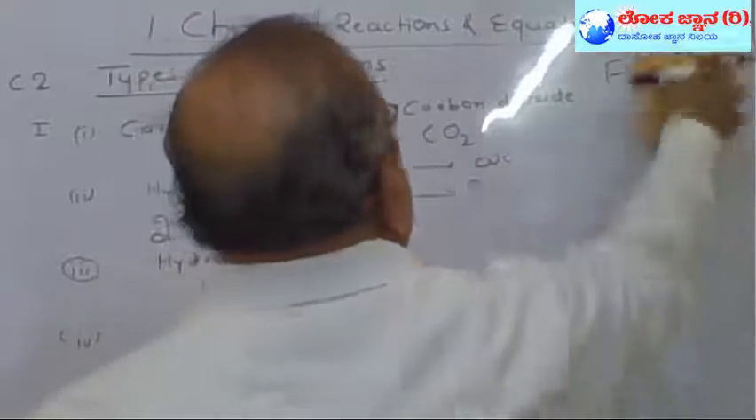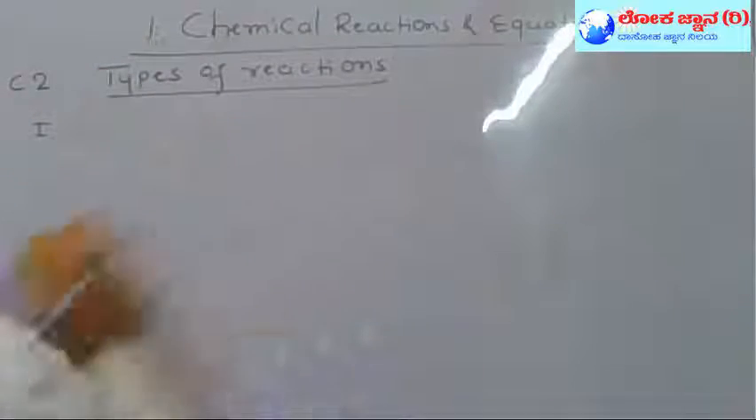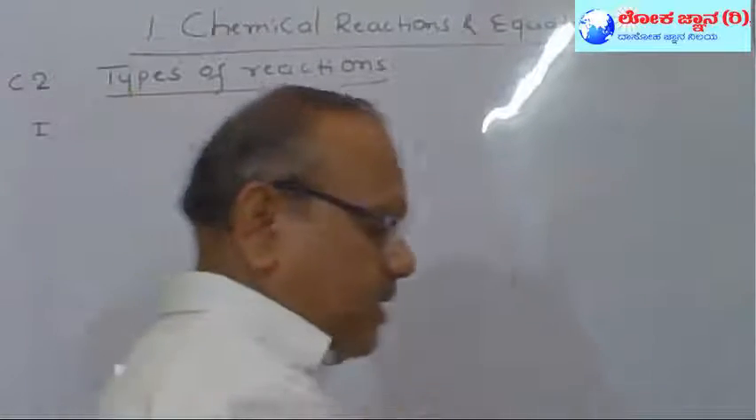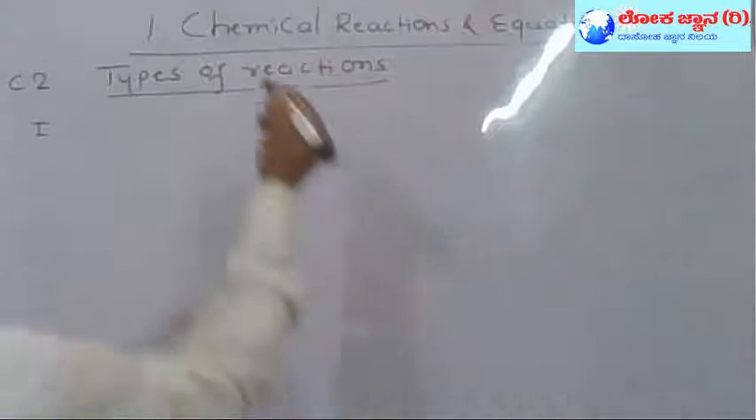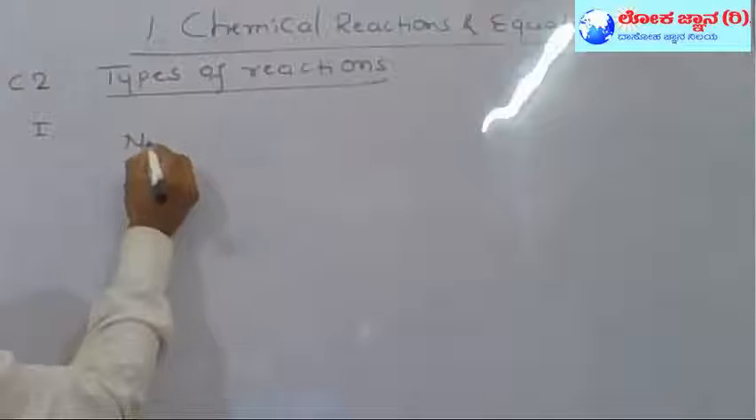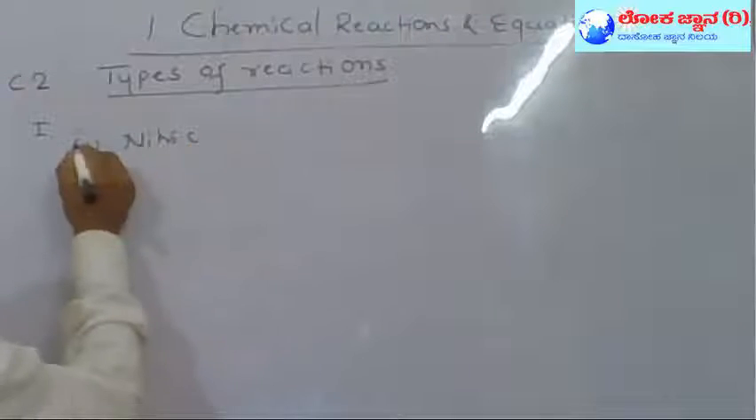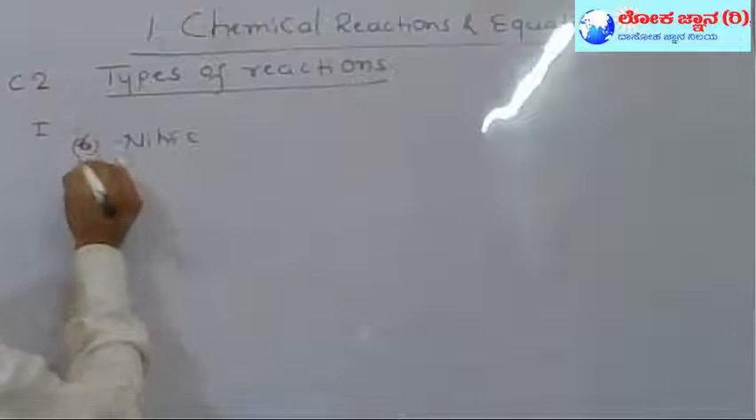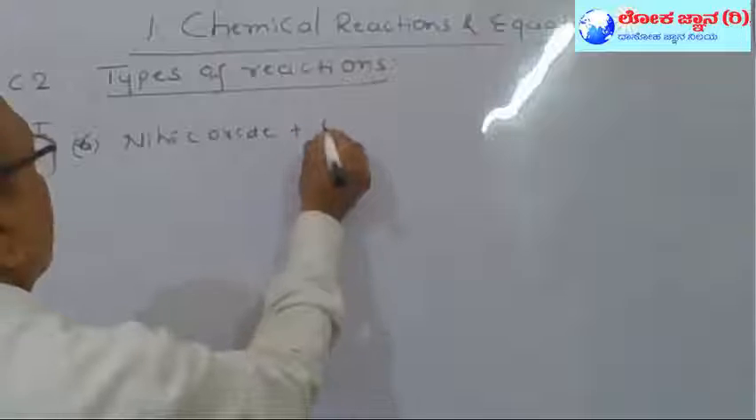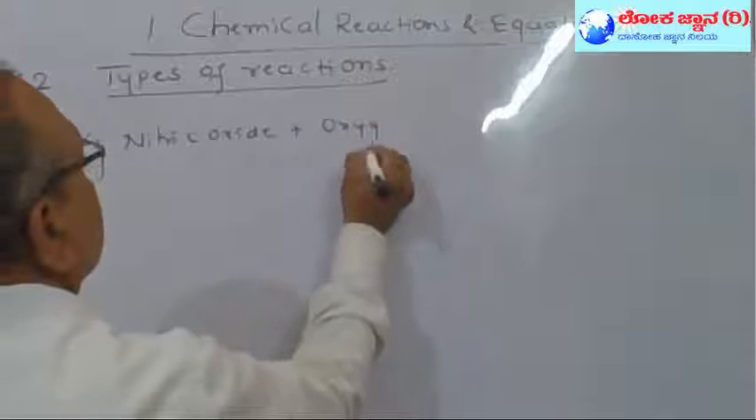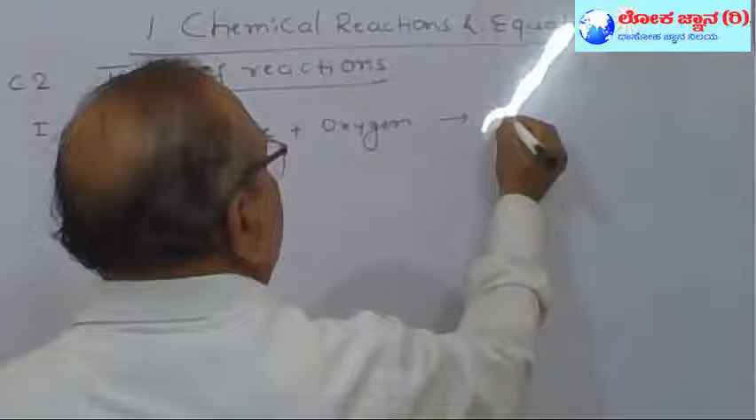I will take another one. See. Here you observe. The example is 2NO, that is nitric oxide. I will write the name nitric oxide. There is one example. Is it 6th one? 6th. Nitric oxide plus oxygen gives rise to nitrogen dioxide.